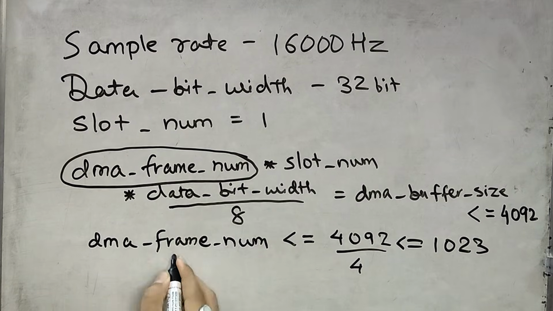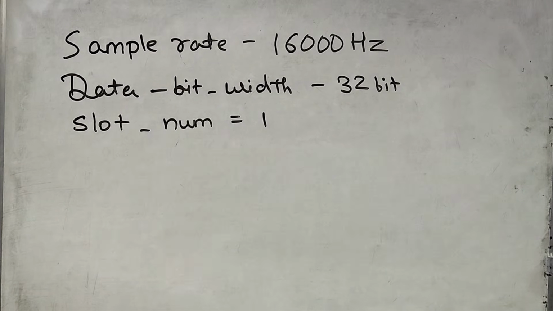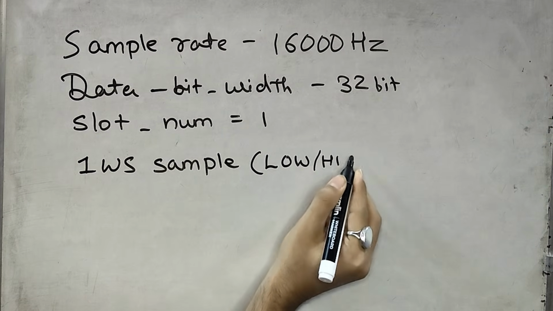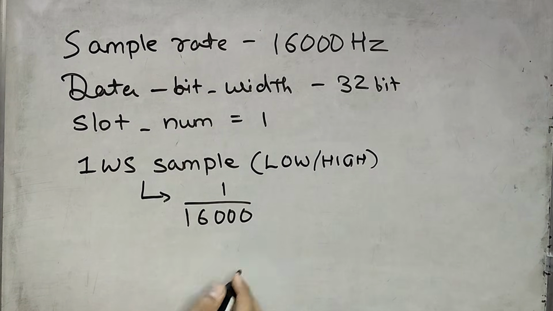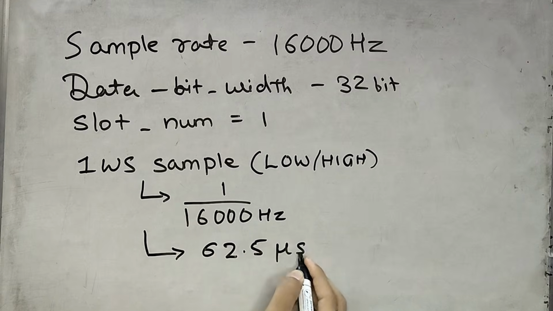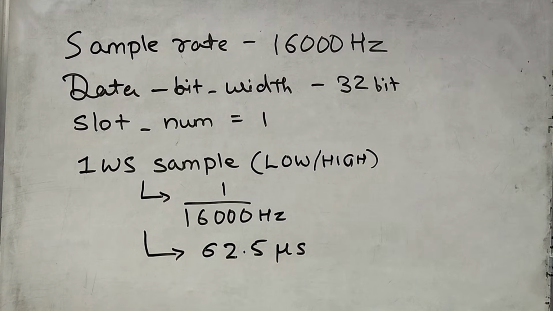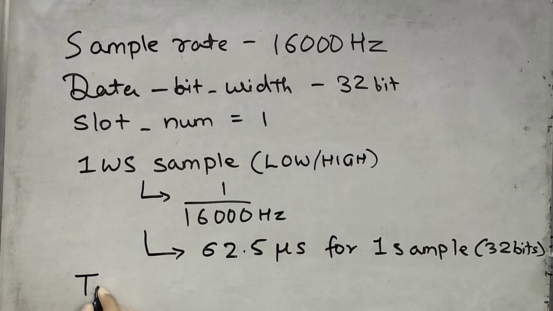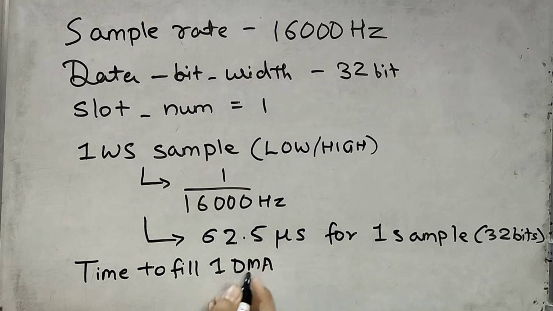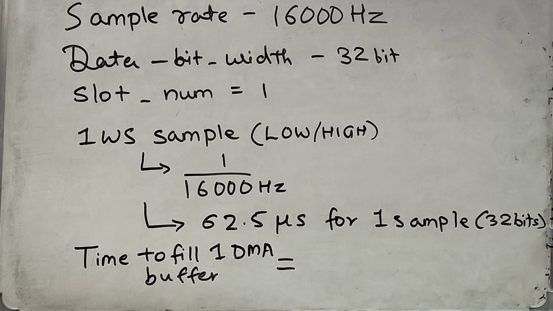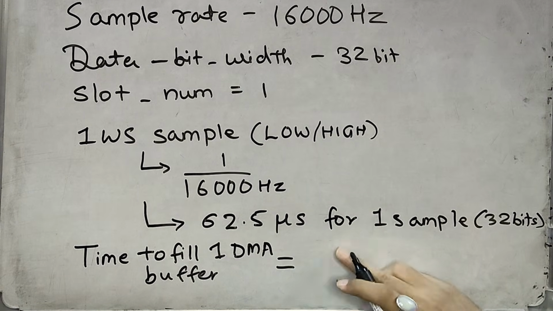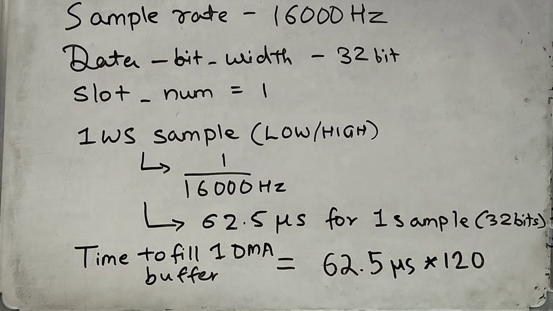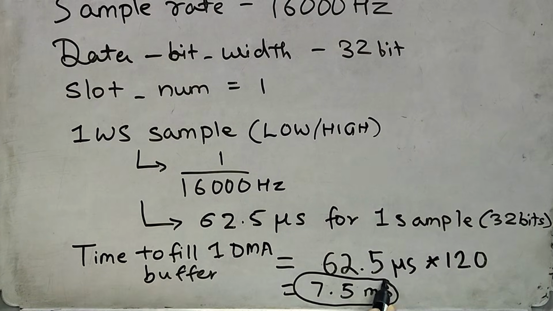Now let's talk about the interrupt interval. At a 16 kHz frame rate, one WS sample period is 1/16,000 equals 62.5 microseconds. So for 120 samples, the total time to fill one DMA buffer would be 120 multiplied by 62.5 microseconds, equivalent to 7.5 milliseconds. That means the DMA will raise an interrupt every 7.5 milliseconds. So that is our interrupt interval.